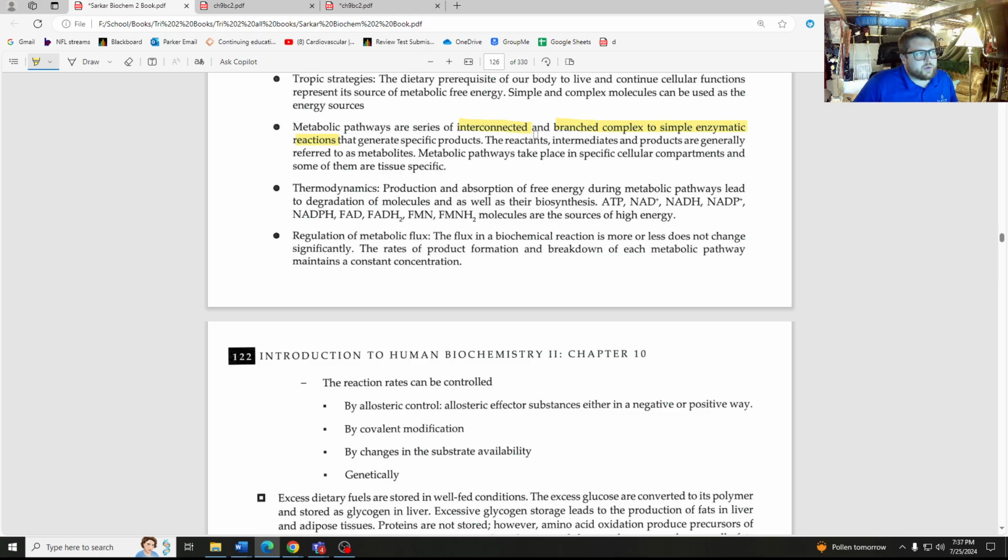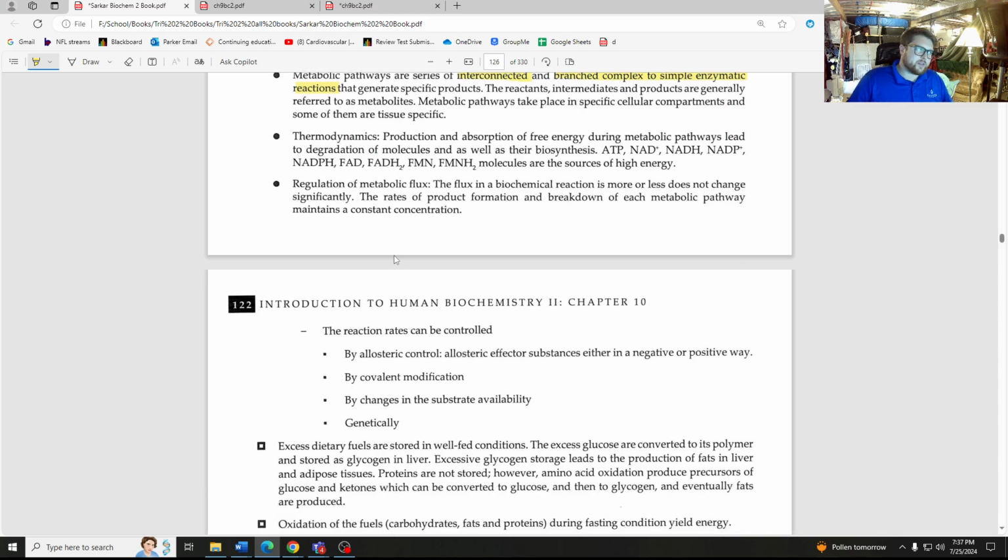The reactants, intermediates, and products are generally referred to as metabolites. Sometimes reactants, we can call those substrates. And then products, we always refer to those as products. Metabolic pathways take place in specific cellular compartments, and some of them are tissue-specific.